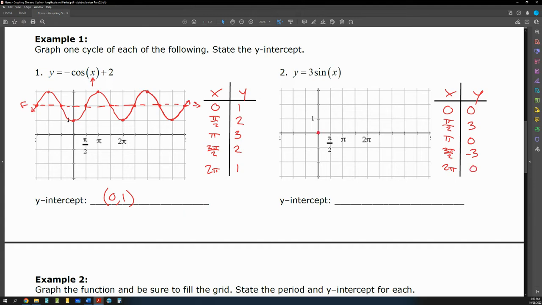So we have 0, 0. We have pi halves, 3. We have pi, 0, 3 pi halves, -3, and 2 pi, 0. And I'm going to go ahead and just continue that pattern before I sketch in the graph. We have this motion here. Okay. So go ahead and sketch in the graph here. Be very careful with these tall, narrow waves. We want to make sure that they're nice and curved.